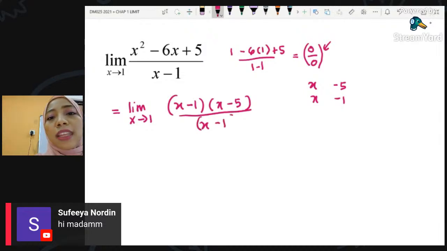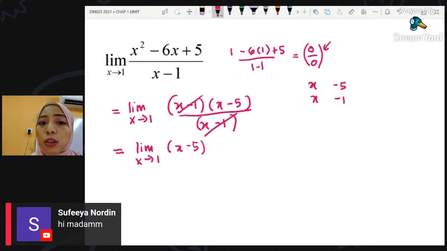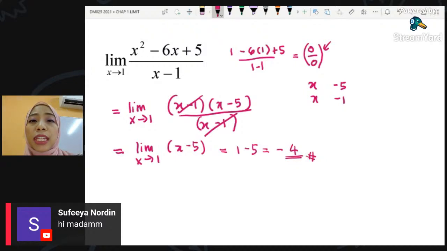So your target here, if you are factorizing the function, is to make sure later on you can cancel out. Otherwise, there's no point in factorizing the function. So you must be able to factor and cancel. Now the remaining function is x minus 5. So now we substitute the values. 1 minus 5 is negative 4. So that is our final answer.